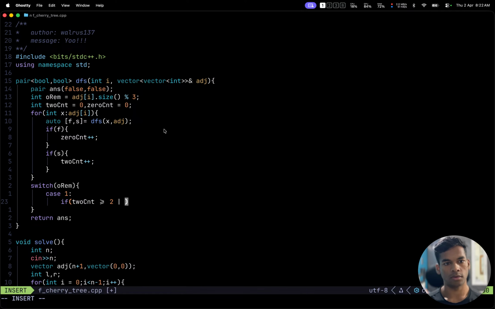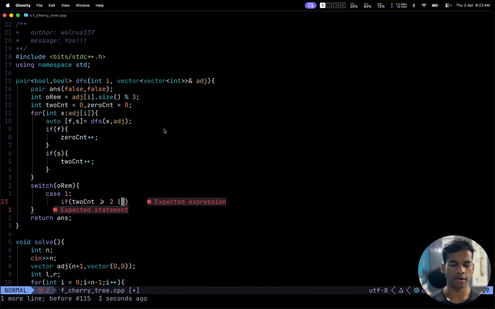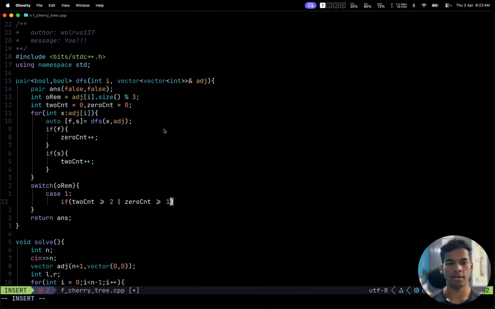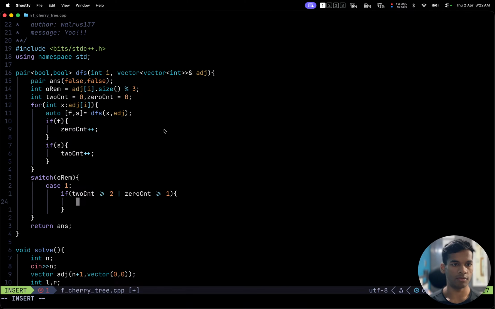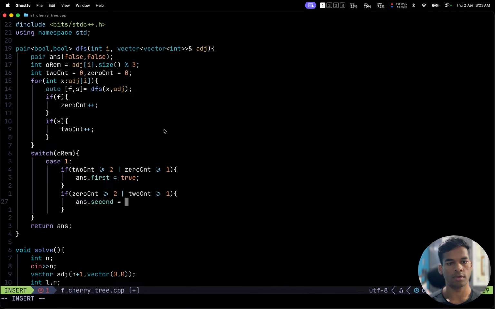or greater than or equal to 2. Yes, 2 count greater than or equal to 2, or 0 count greater than or equal to 1. If that is the case, then we do answer dot first equals true. And then if 0 count greater than or equal to 2 or 2 count greater than or equal to 1, then answer dot second.